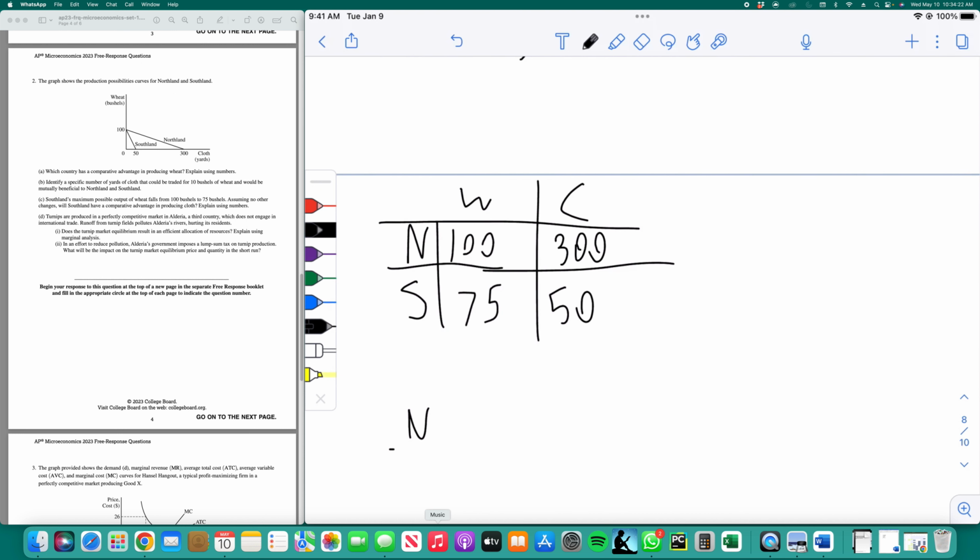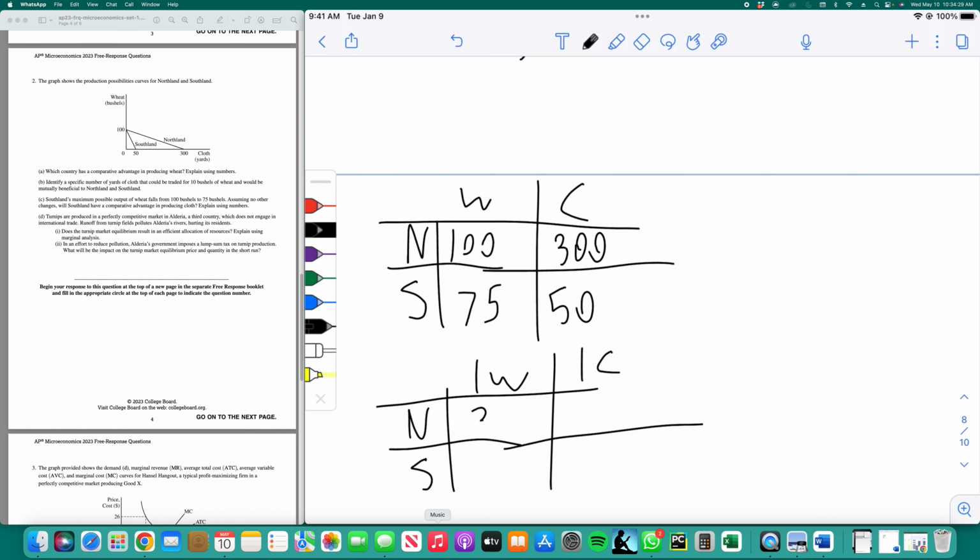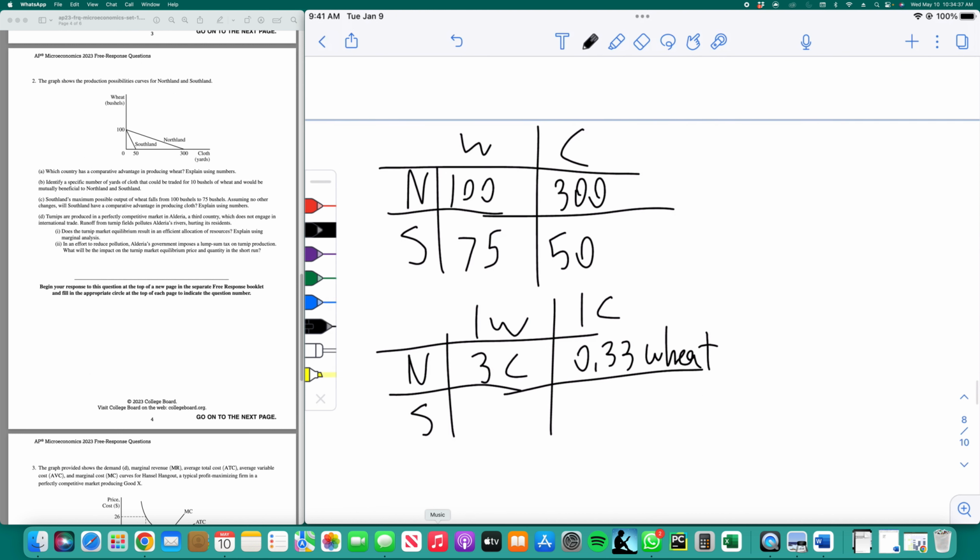So north, south, 1 wheat, 1 cloth. So for 1 wheat, that doesn't change. That's still 3 cloth and 0.33 wheat. For Southland, it's going to change. You're going to do 75, 50 divided by 75. So 1 wheat is going to be equal to 0.67 cloth. And if we went the other way, you would do 50 divided by 50, 75 divided by 50, and that's going to equal 1.5 wheat. So these are our numbers.